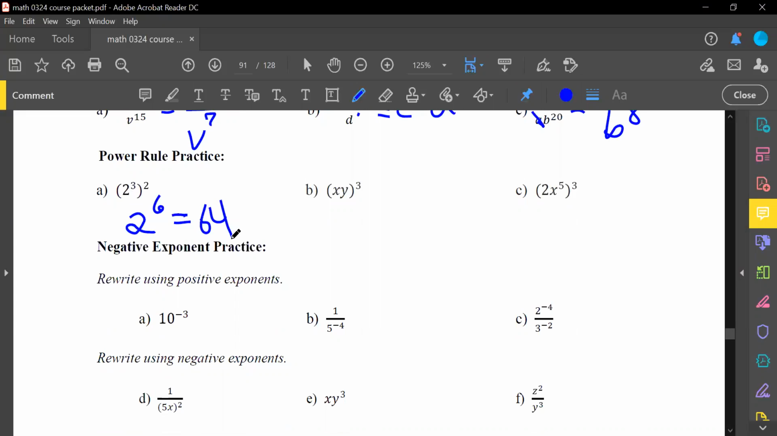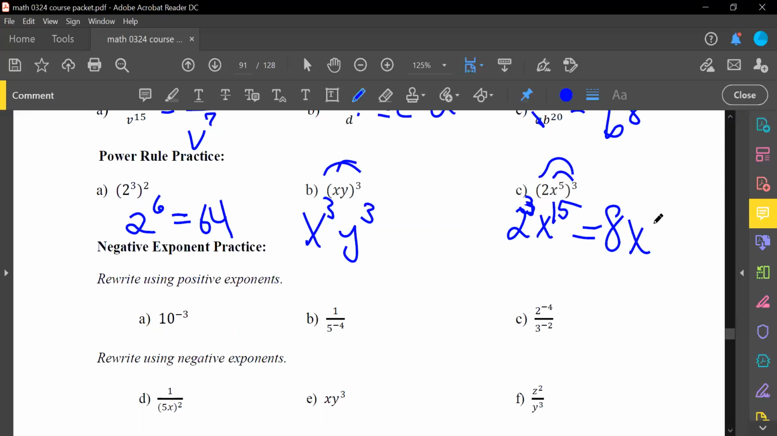Okay. B is just, you can distribute the cube through to both x and y, so it's x cubed, y cubed. All right, C you've got to be careful of because you're cubing everything in the parentheses, including the 2. So this is 2 cubed, x to the 5th cubed. If I do 5 times 3, that's going to be 15. That's 8x to the 15th.